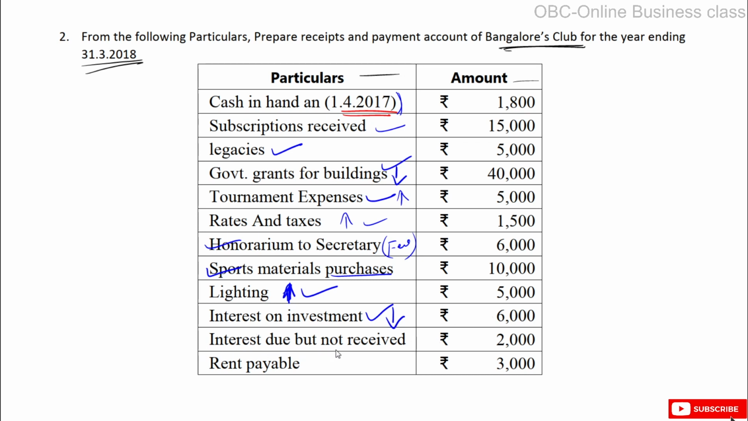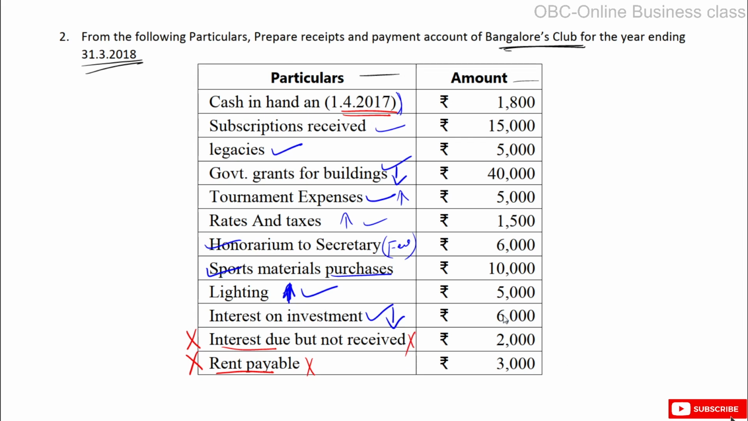Next is interest due but not received. This item won't be recorded in receipts or payments because that's not a cash item. That will be ruled out because it will not be considered as a cash receipt. So it's not a cash item and will not be recorded in the receipts and payment account. Next is rent payable. Rent payable is also not considered a cash item, so that will not be recorded.